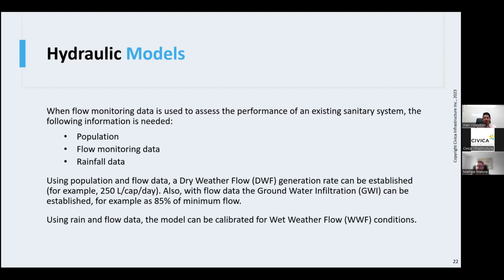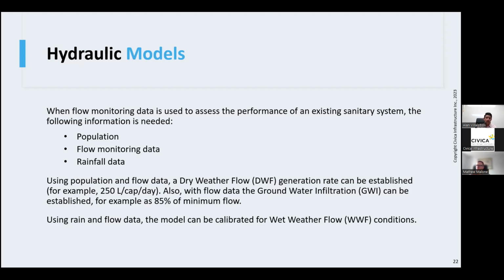Typically, the per capita flow rate ranges anywhere between 100 to 450 liters per capita per day. If you are outside of that range, it might be that your population is underestimated or overestimated, or it could also be that the flow data has some issues. So you need to investigate that.